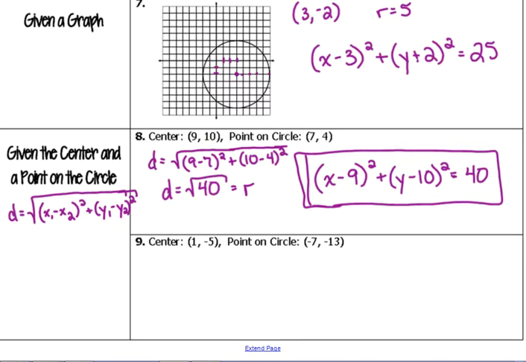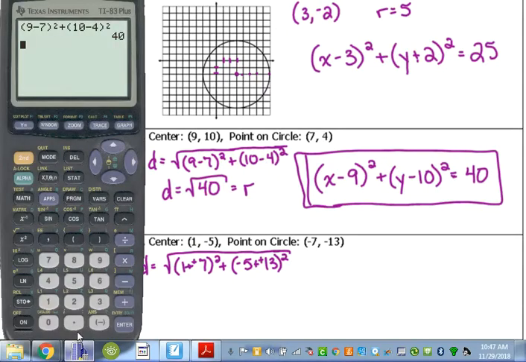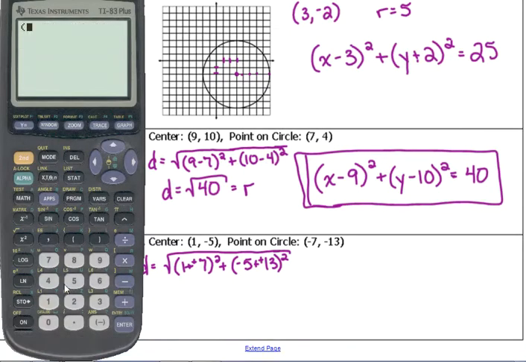Okay, let's do another one like that just to make sure we've got it. If you're given the center and the point on the circle, find the distance. Subtract the x's, square them, subtract the y's, square them. Make sure that you keep those negatives in there. Now, me personally, I don't want to type all that stuff in my calculator. If I'm subtracting a negative, that's the same as adding a positive. That way I don't have to worry about missing a sign.